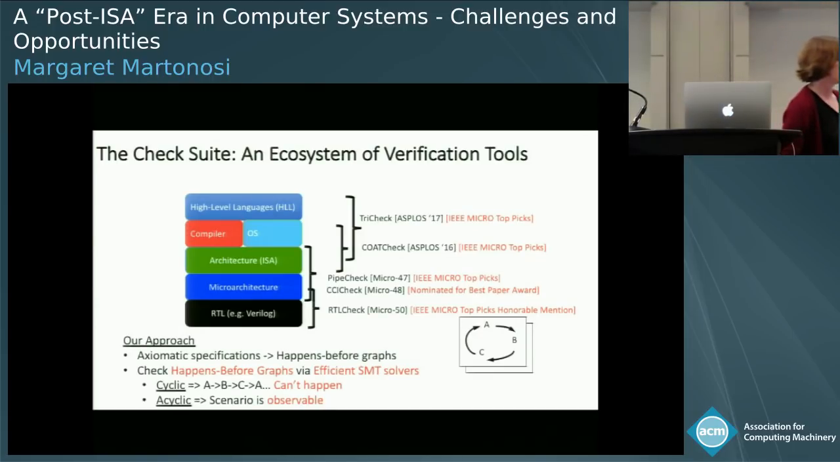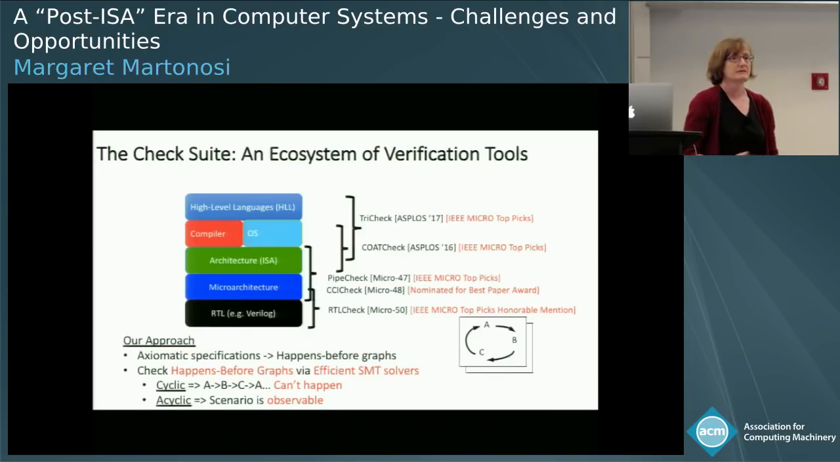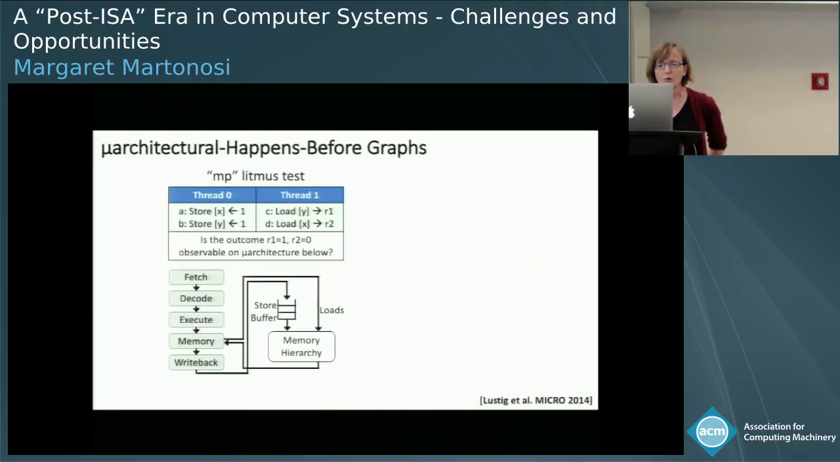And if it's allowed, fine. But if it's observable to us and yet was supposed to be forbidden, you can give it back to the designer and say, you might want to know about this. So a little bit more detail.